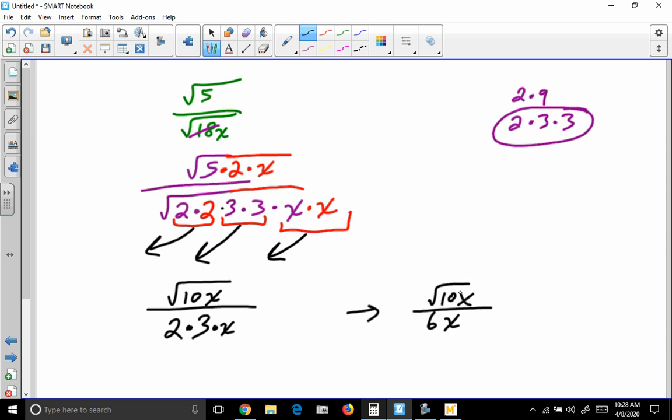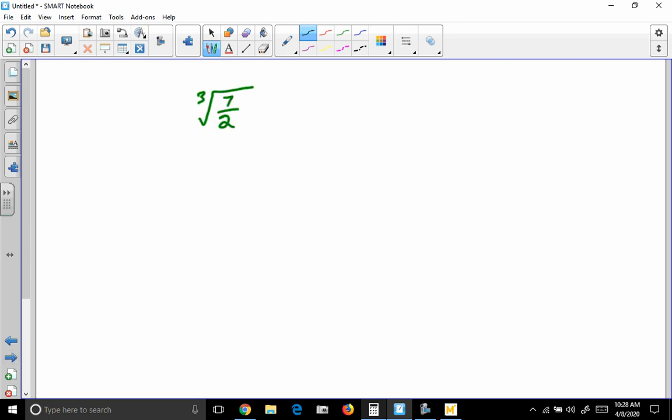And again, be careful that you don't try to cancel anything here, because everything on top is under a radical, everything on bottom is not. So we rationalize the denominator because we made the square root on bottom go away. Okay? Let's do this one.